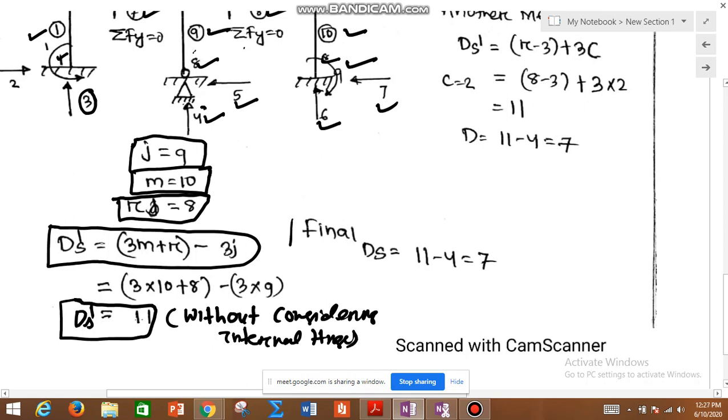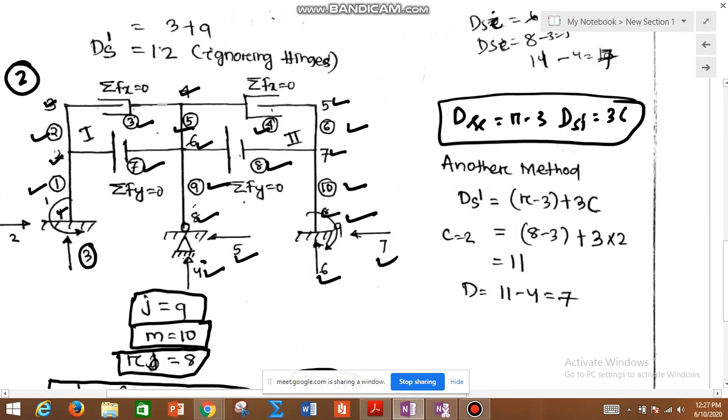Now if you find the final DS, you have to consider the internal hinge into account. So this is one internal hinge, a shear hinge, and it is present in between the members. How many members are meeting at this particular joint? This is 2 members. So this is m minus 1, that is 2 minus 1. So we have to deduct 1 for this. Again same thing here, we have to deduct 1 for this. Again the same, 2 members are meeting, m minus 1, and we have to deduct 1 for this.